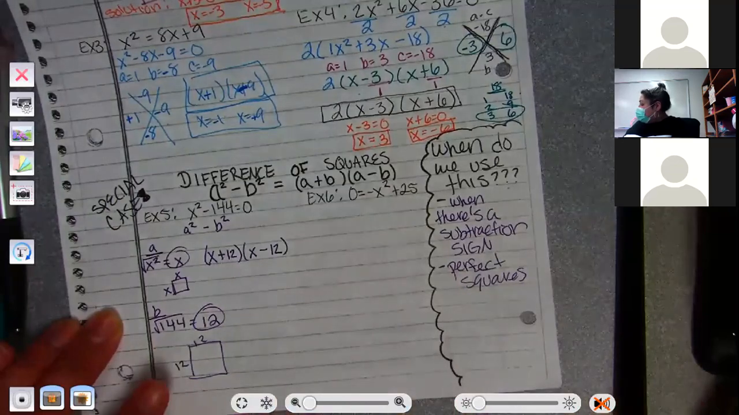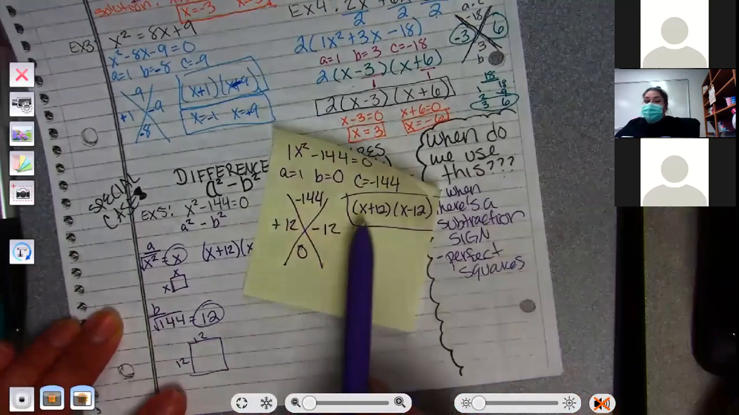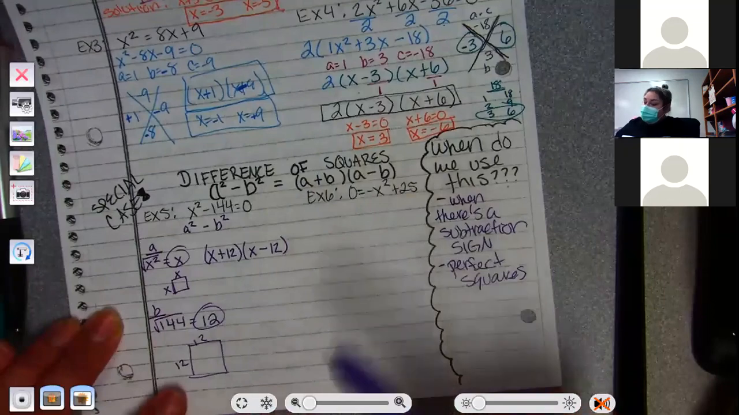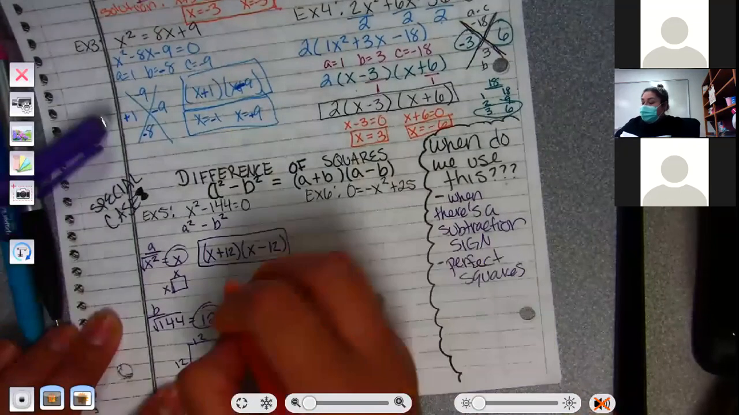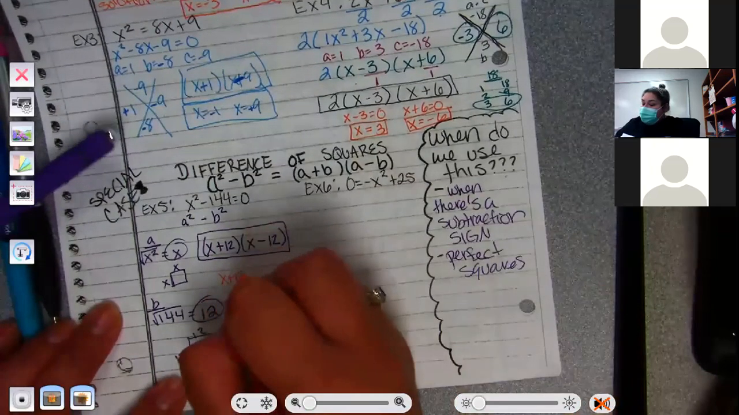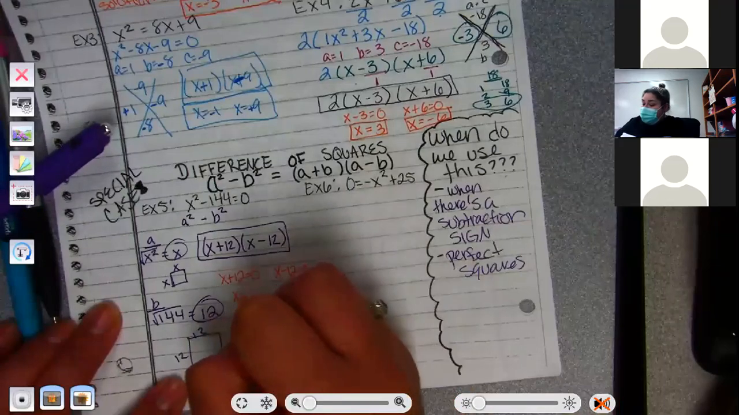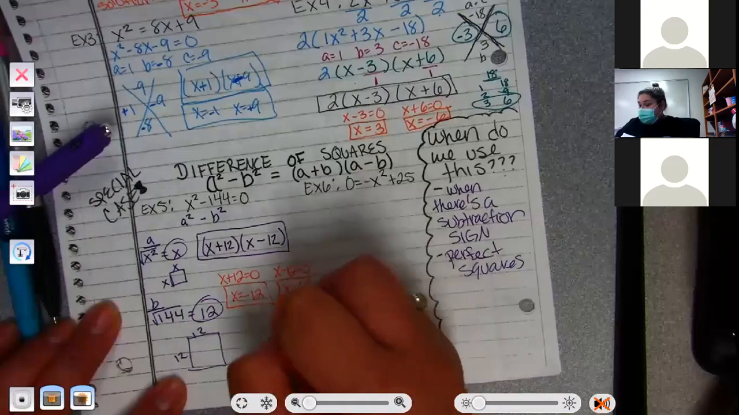Which is exactly what we got here, right? X plus 12, x minus 12. So this is your factor form. To find your x-intercepts, you already know to apply zero product property. So x plus 12 equals 0, and x minus 12 equals 0. X equals negative 12, that's one x-intercept, and x equals positive 12, that's your other x-intercept.